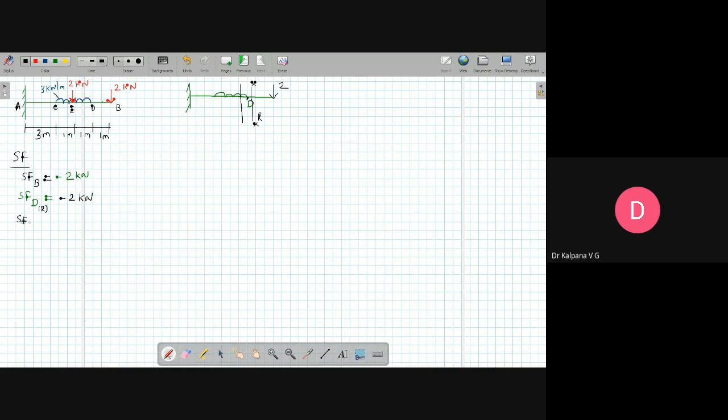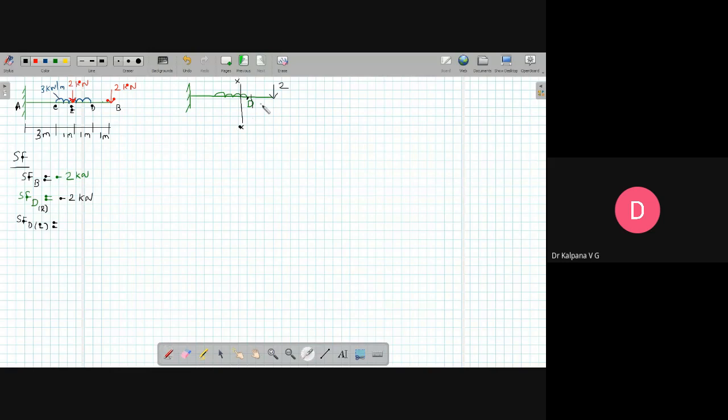Shear force at D to the left. Now the section is here. Is it clear? R and L mean, with respect to D, whether the section is on the left side or right side. Accordingly, you have to consider the loading. So now when the section is to the left of D, what are all the forces to the right of the section? Is it clear? So shear force at D, L means the section to be considered is to the left of D.